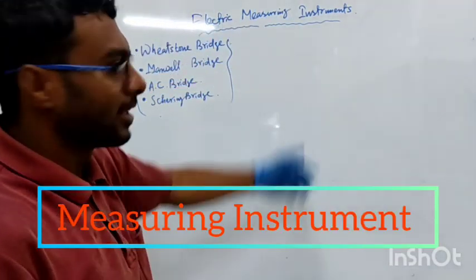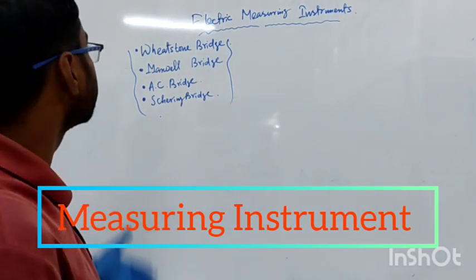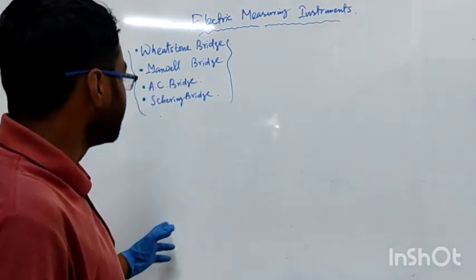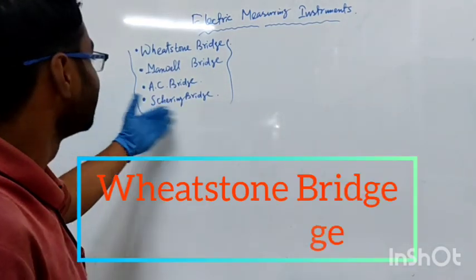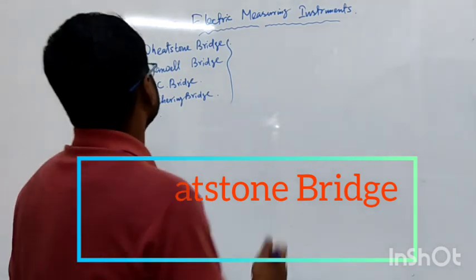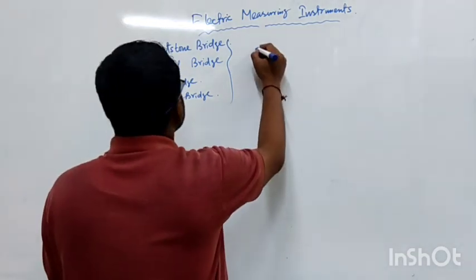About basic electric measuring instruments, and for that we will discuss the Wheatstone bridge, the Maxwell bridge, different types of AC bridges and Schering bridges. So first, what is a Wheatstone bridge?